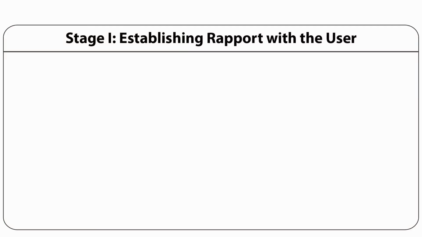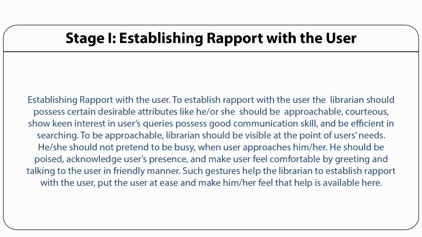Stages of reference interview. Stage 1, establishing rapport with the user. To establish rapport with the user, the librarian should possess certain desirable attributes like he or she should be approachable, courteous, show keen interest in users' queries, possess good communication skill, and be efficient in searching.